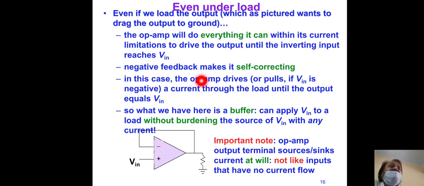So when you connect a load to your operational amplifier, what is the effect on the gain? If the load is connected at the output, as shown in the figure, the output is a grounded load. The op-amp will do everything it can within its current limitations to drive the output until the inverting input reaches Vin.